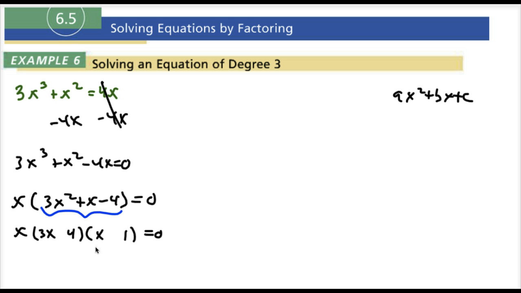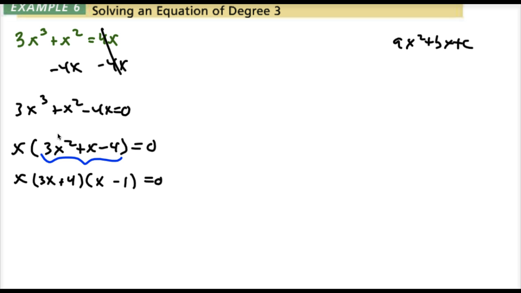4 times x is 4x. 3x times 1 is 3x. So the way to get 1x out of 4x and 3x is you take a positive 4x and subtract 3x. So there we go. Lastly, what you do is set every factor equal to 0: the first factor, the second factor, and the last factor equal to 0. And basically, let's go and solve for x now.